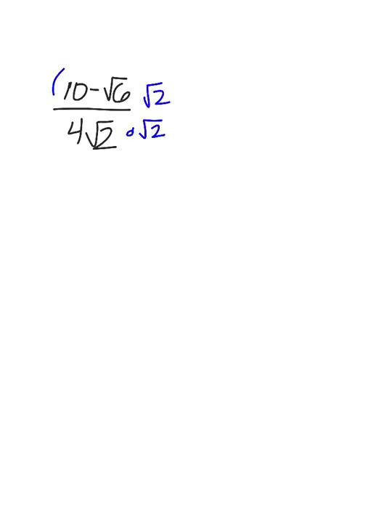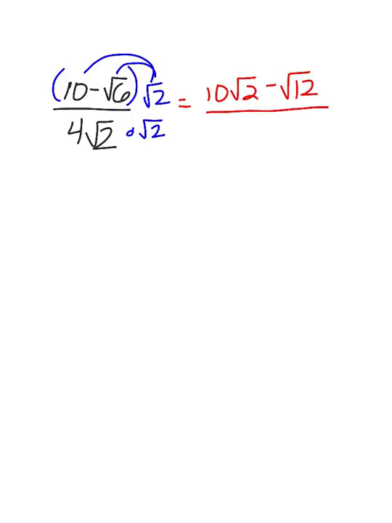So in the numerator, since I do have a binomial, I have to make sure I distribute the square root of 2. So it's 10 the square root of 2 minus the square root of 12 over, so I have 4, so remember this is all times in here, 4 times the square root of 2 times the square root of 2 is the square root of 4, which is 2. So it's 4 times 2.